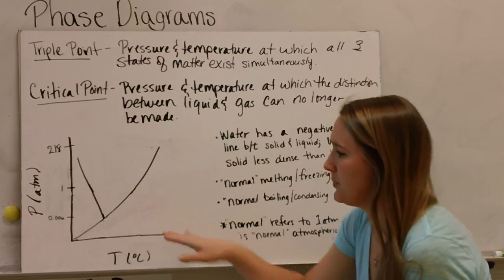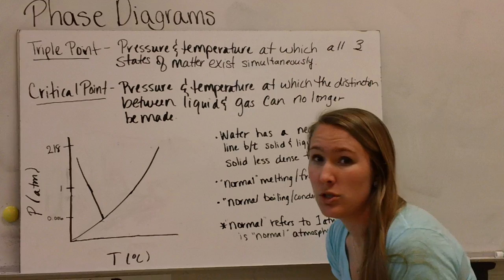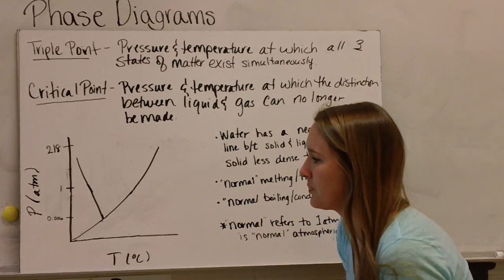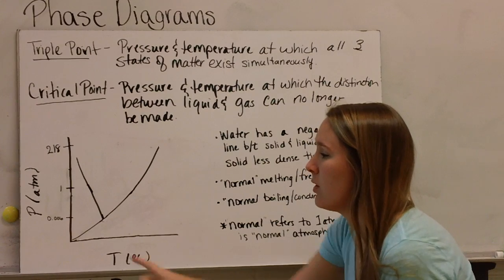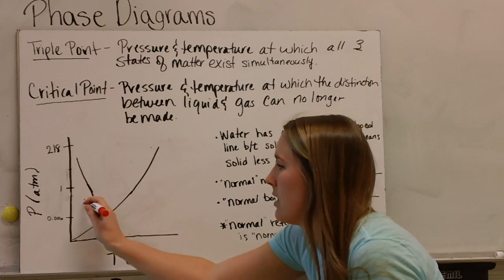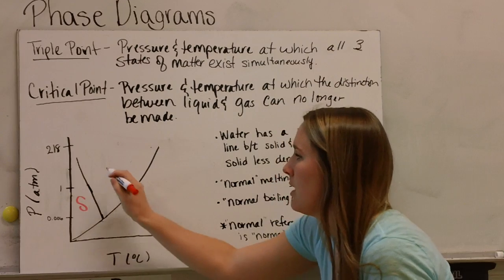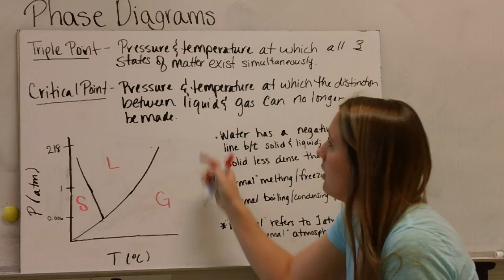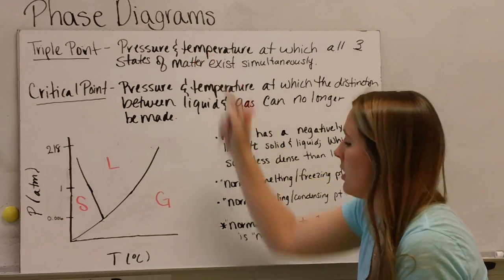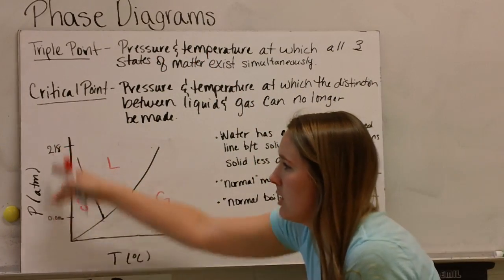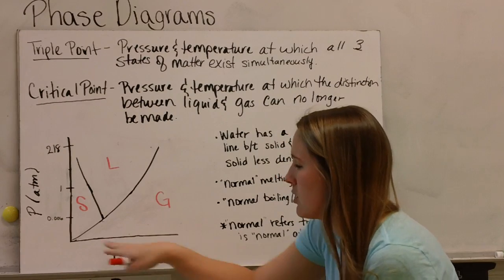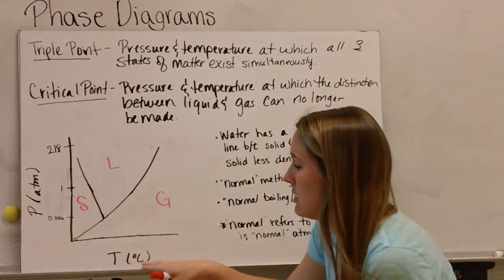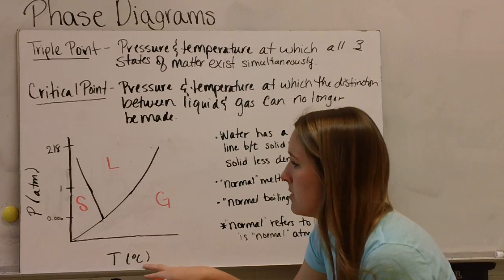So we have our phase diagram, and what you want to do is draw this shape on your phase diagram. There are three different regions. Here we have solids, then liquids, and gases. We have pressure on our y-axis and temperature on our x-axis. Pressure is in ATM, or atmospheres. Temperature is in degrees Celsius.